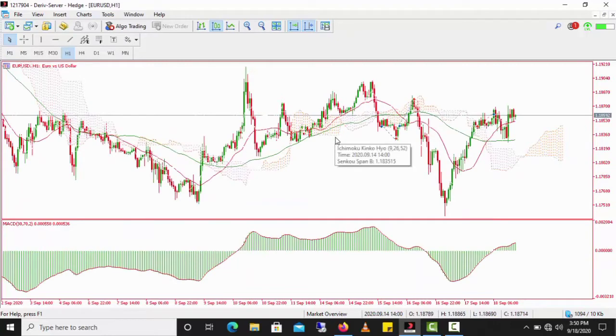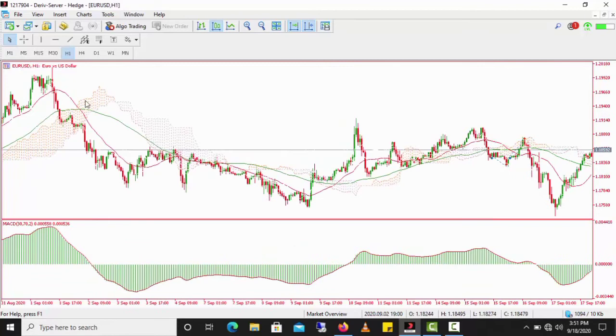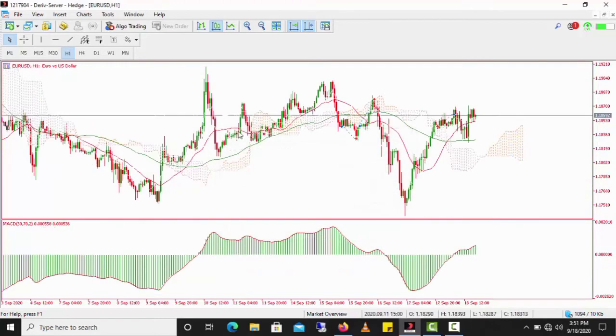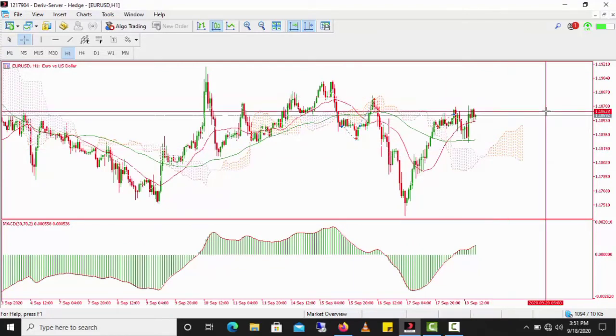For those of you whose Ichimoku shows lots of other colors, all you need to do is double click on it and go to colors. Your Tenkan-sen, you set it to your background, which is white. Your Kijun-sen, you set it to white. Your Chikou, you set it to white. And then the only colors that will be visible are the sandy brown, which is the up Kumo, and the thistle, which is the down Kumo. You can see.